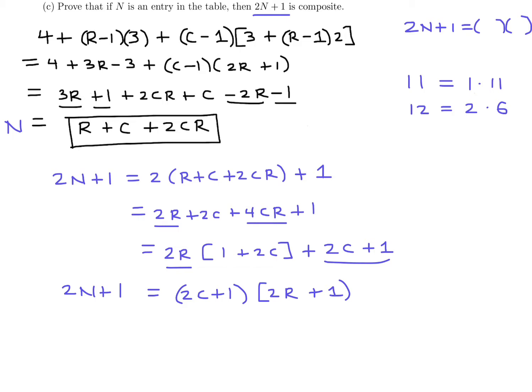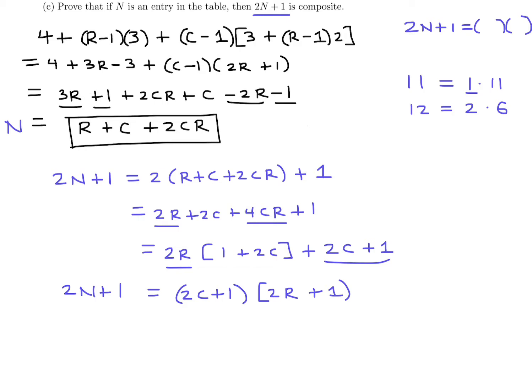Now, each of these numbers we have to show is greater than 1, and it is, right? Because c is a number, it represents the number of columns. r is a number, it represents the number of rows. So immediately, you're multiplying both of them by 2. So immediately, even if it was 1, when you multiply it by 2, it's 2. And then on top of that, you're adding 1. So they're definitely going to be bigger than 1. This number and this number will definitely be both greater than 1.